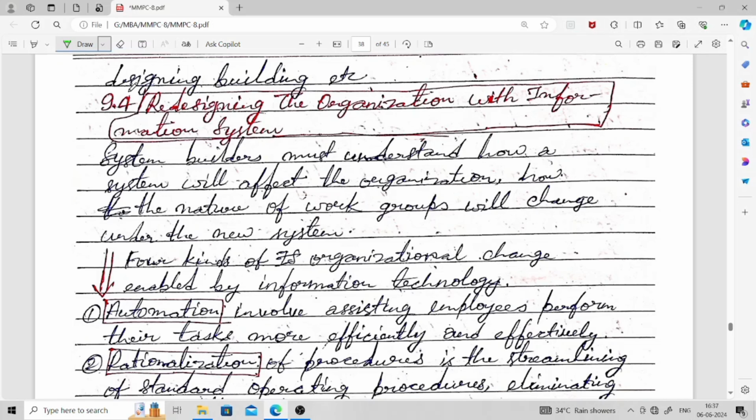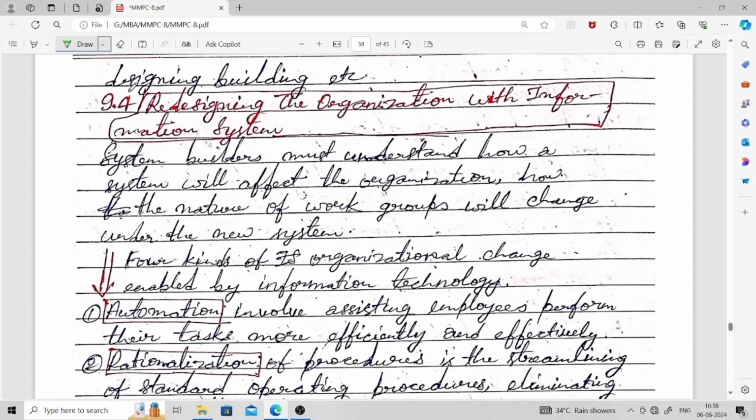System builders must understand how a system will affect the organization, how the nature of the work groups will change under the new system. So when we design the information system, we are redesigning the organization with the information system, because when we integrate an information system into the organization, many things are going to change. That's why we must understand how a system will affect the organization and how the nature of the work groups will change. These things have to be considered when we use an information system in the organization.